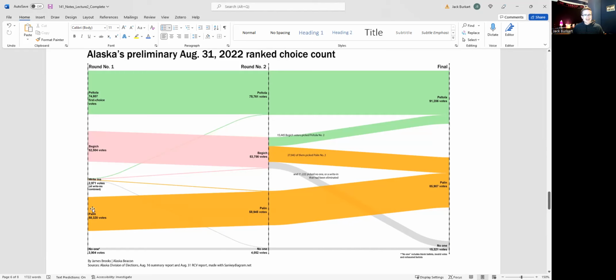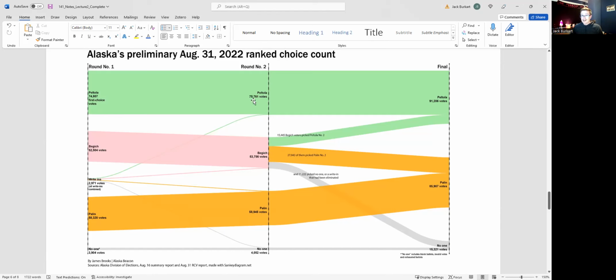So between all of these candidates and the write-ins, what ended up happening is that no candidate achieved a majority of the votes. So what happens at this stage is that we remove the candidate with the fewest amount of votes. So that qualifies as our write-in candidates. And we move on to the next stage. So at this stage, there are only three candidates, Peltola, Begich, and Palin. And we ask ourselves, did one of these candidates achieve a majority?